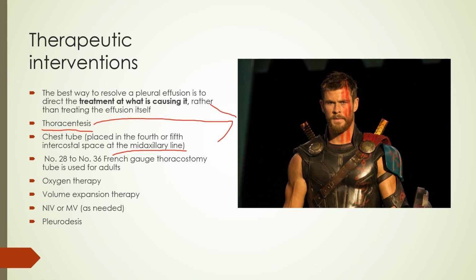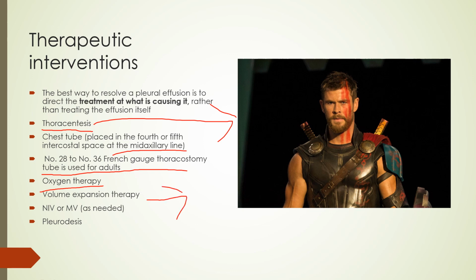They're going to use either a 36 or a 28 French tube. So if they ask you to get one, or you're at the head of the bed and you're near the cart that has it, that's what you would be grabbing. Oxygen therapy, of course, because the lungs are getting crushed. Volume expansion therapy is going to be helpful after we resolve it.